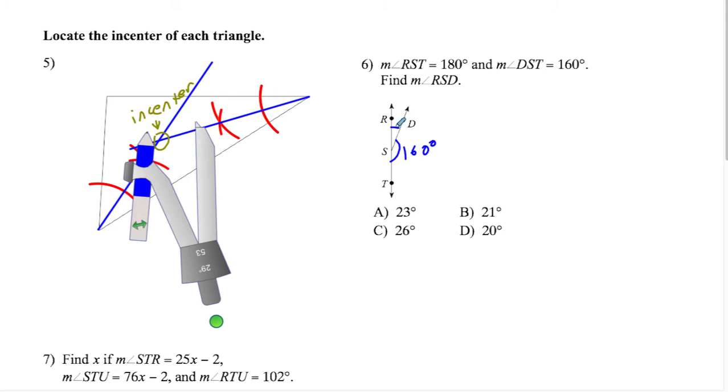Well, I just need to take 180, subtract 160 to get 20. The correct answer is D, 20. This full angle right here was 180, so subtract 160 to get 20.